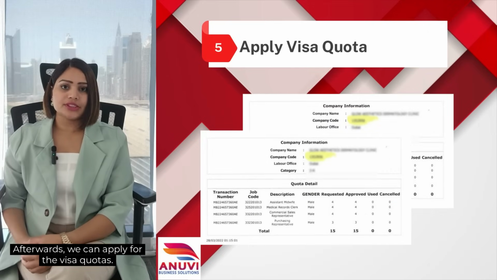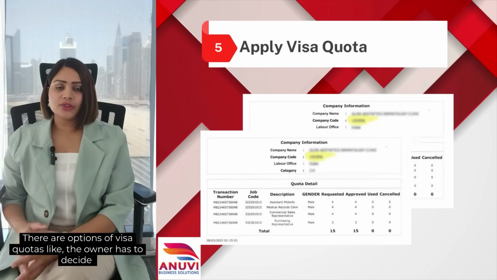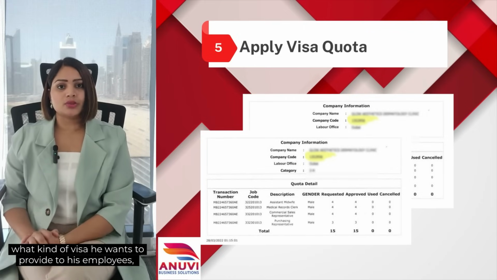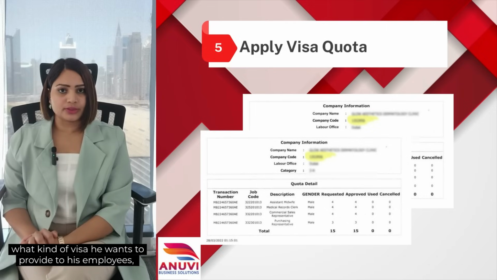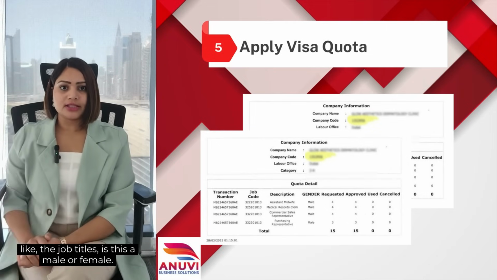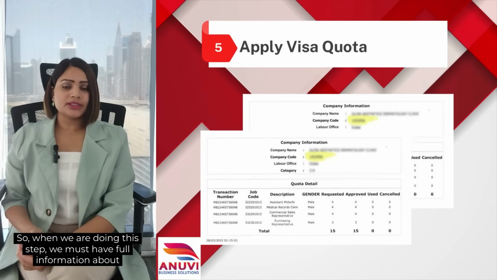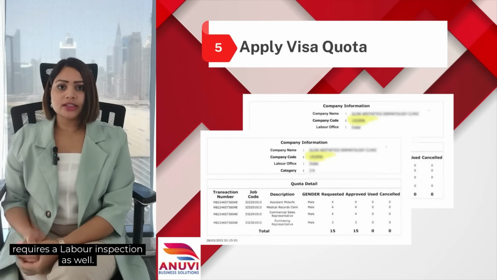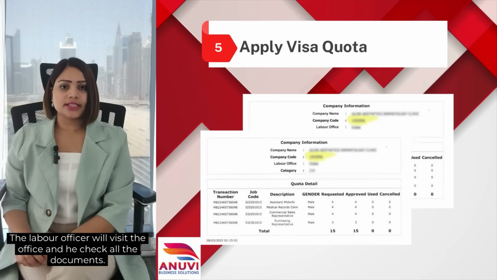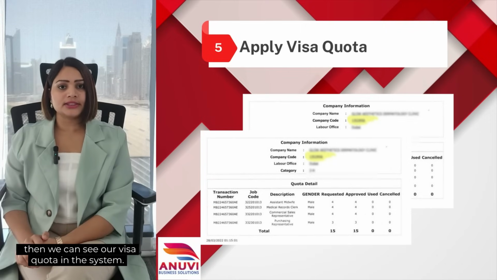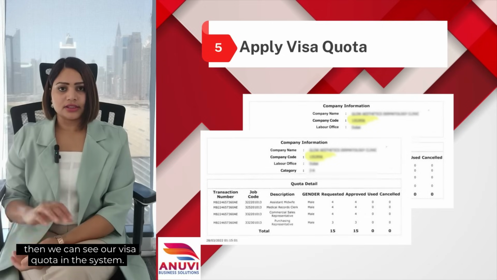Afterwards we can apply for the visa quotas. There are options for visa quotas: the owner has to decide what kind of visas he wants to provide to his employees, like the job titles, and whether they are male or female. When we are doing this step, we must have full information about the proposed employees, because this step requires a labor inspection as well. The labor officer visits the office and checks all the documents, and once he approves, we can see our visa quota in the system.